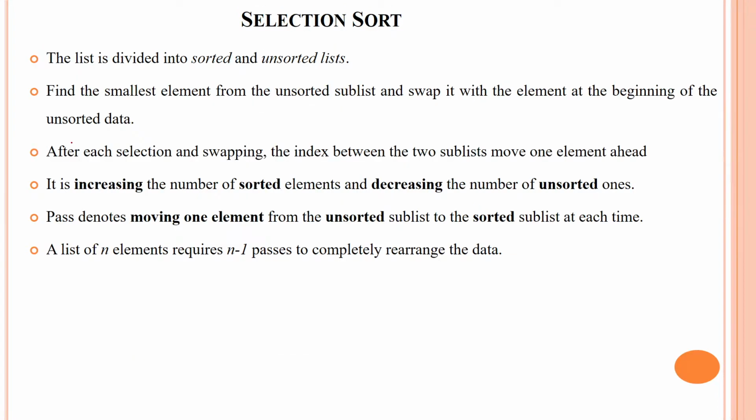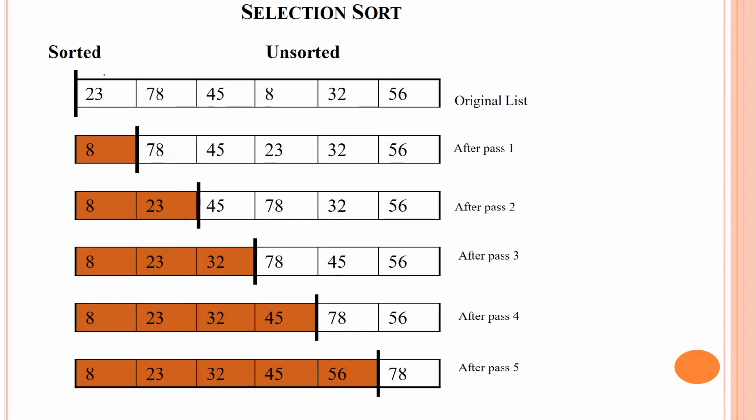In the selection sort, the given list is divided into a sorted portion and an unsorted portion. Then find the smallest element from the unsorted sublist and swap it with the first element available in the unsorted data. Initially the sorted data is nil, so the entire list is assumed to be unsorted. Now we select the first element in the given list and the smallest element, then swap with it, so 8 will come into its right place.